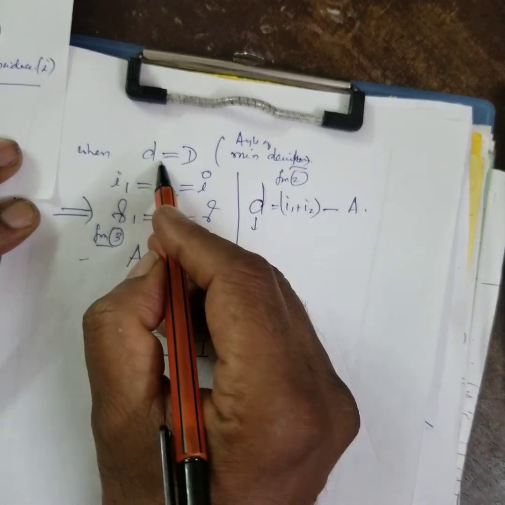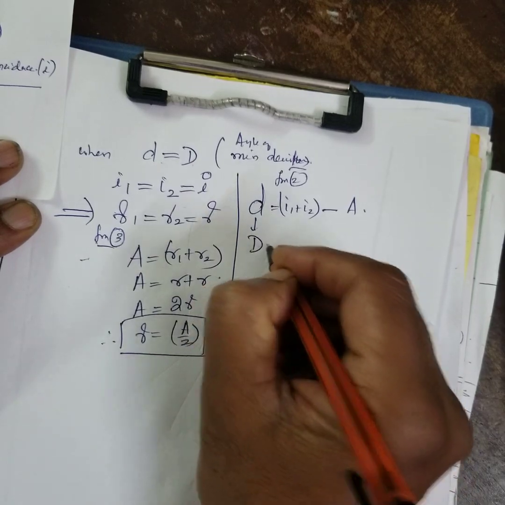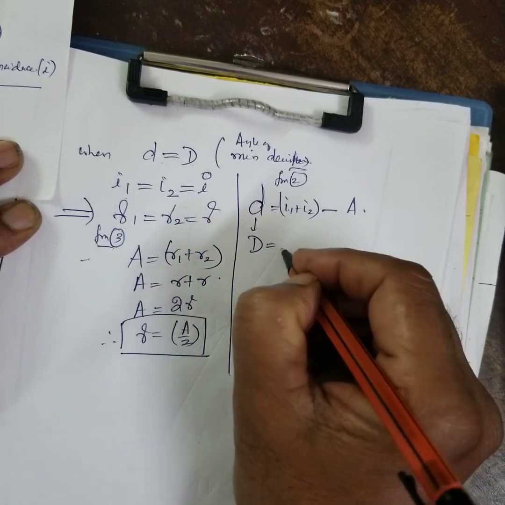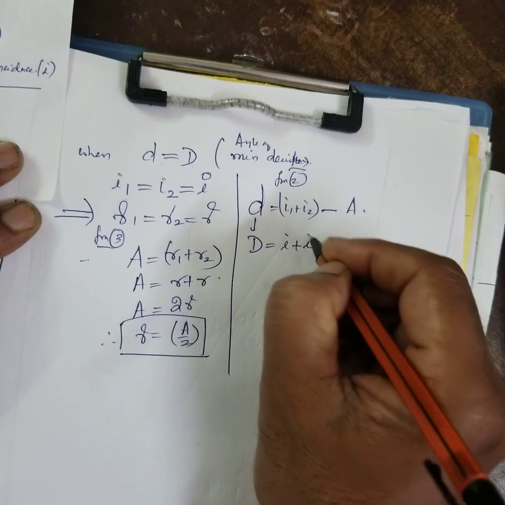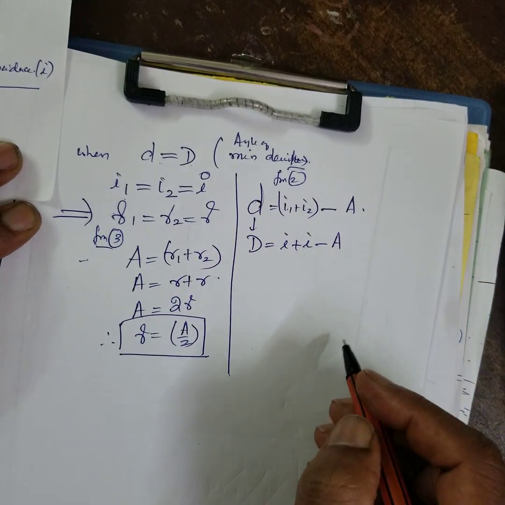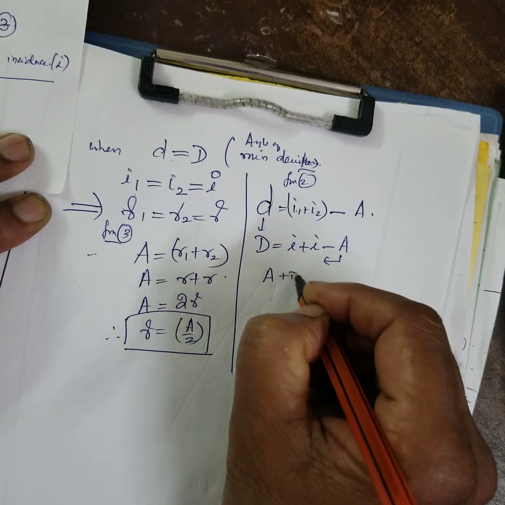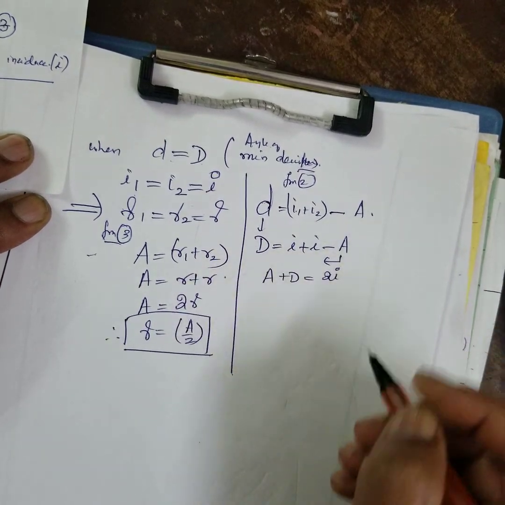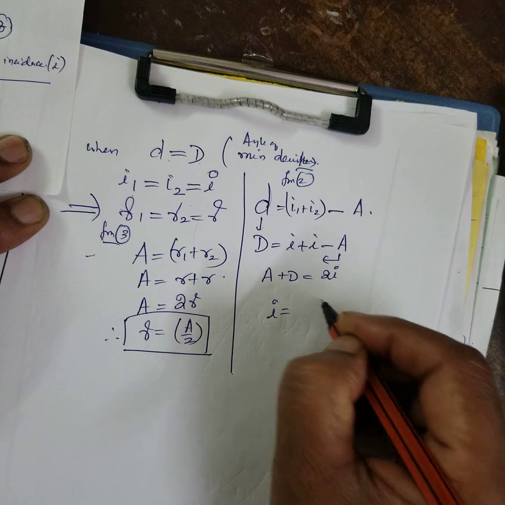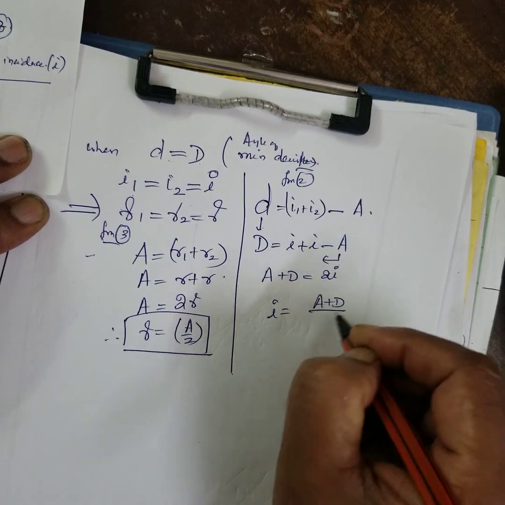Capital D becomes what happened? I1 becomes I, I2 also I, minus A. Can you follow? Then you bring this side: A plus D is equal to 2I. Therefore, I is equal to A plus D by 2.